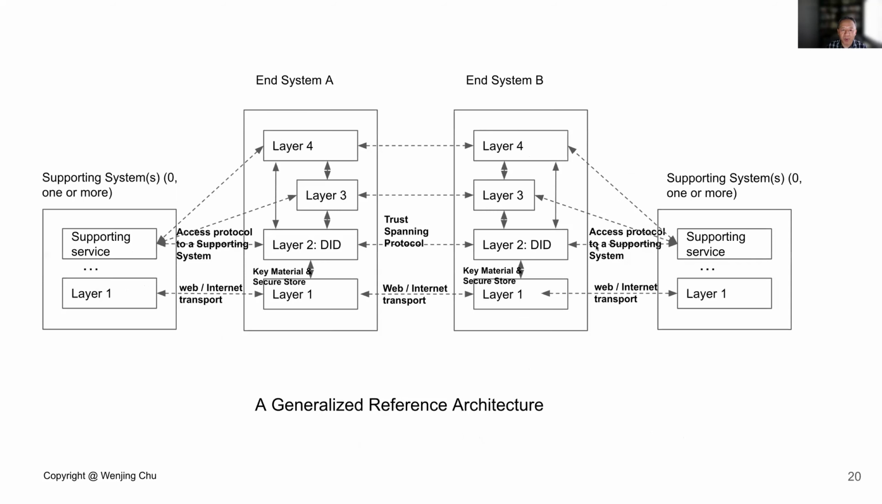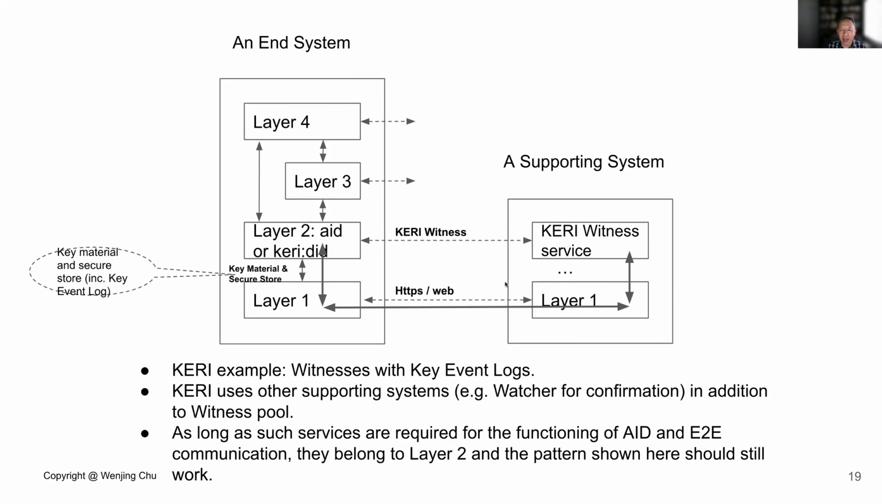So a witness, for example, allows the functionality of key management, essentially. And in the rest of the application, the pattern looks very similar. I think the key difference is that in this case, layer 2 implements a KERI witness protocol, while the interface to layer 1 still consists of a key material secure store, like for example, the key event log, which needs to be implemented securely in the end system's storage.